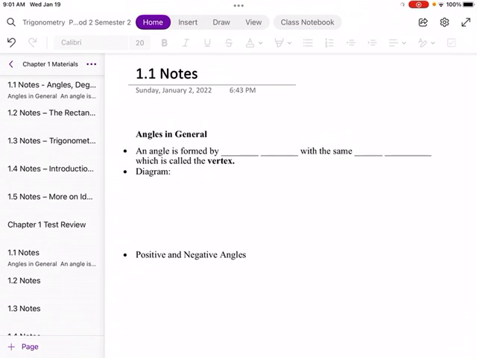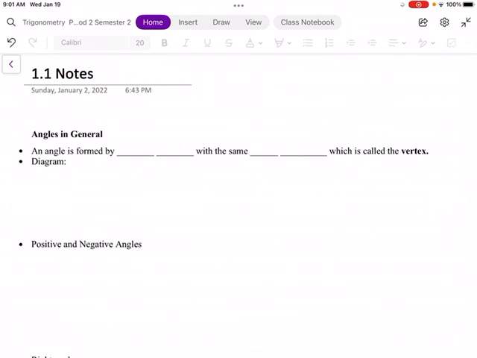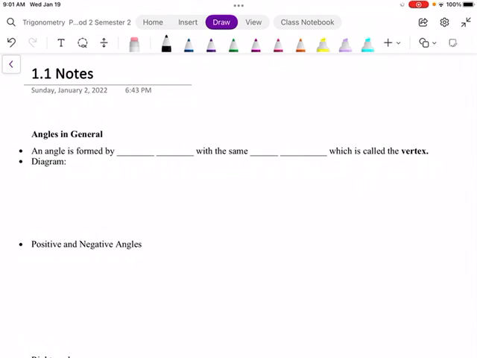Section 1.1 is on angles, degrees, and special right triangles. So for this first part, angles in general.